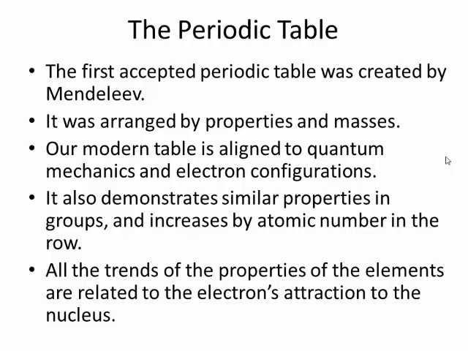Our modern table is aligned with quantum mechanics and electron configuration, so when we do that, we'll be able to explain more about the periodic table. But as it turns out, because electron configurations and electrons have everything to do with the properties of the elements, it still is arranged similar to Mendeleev, because elements in the same group or same column will have the same properties. And instead of using masses, which is all Mendeleev had to use, eventually we discovered protons and now have the table organized by increasing atomic number.